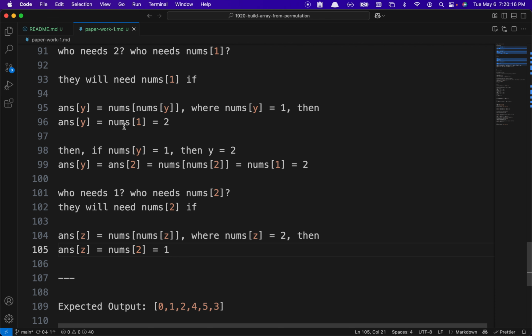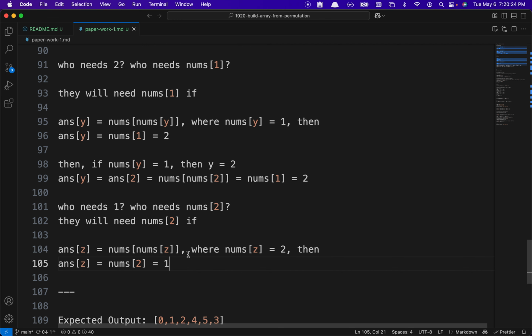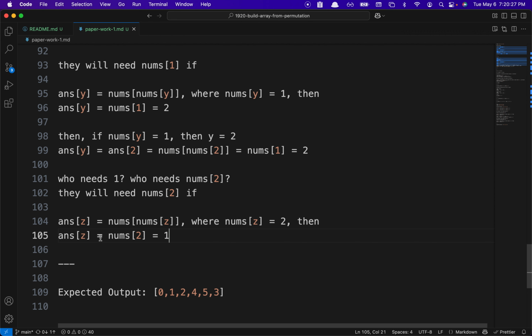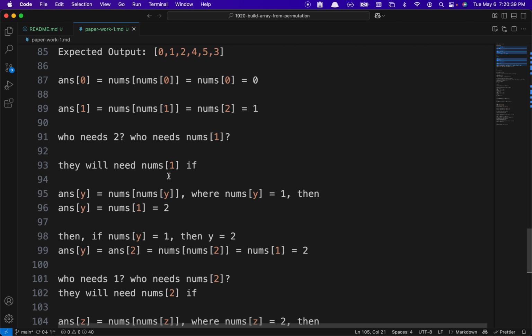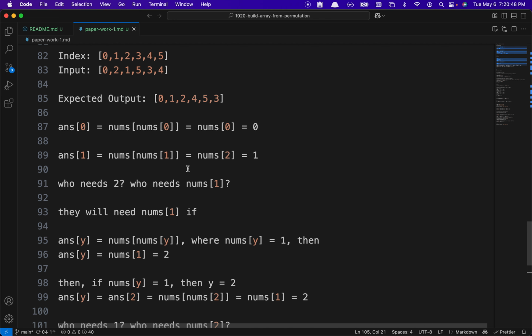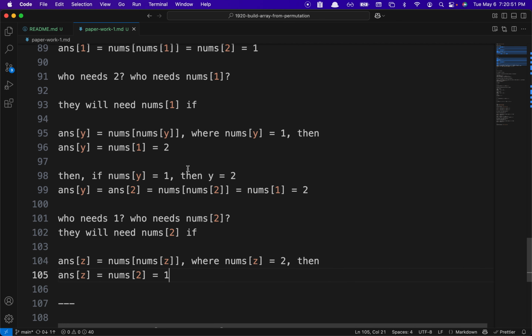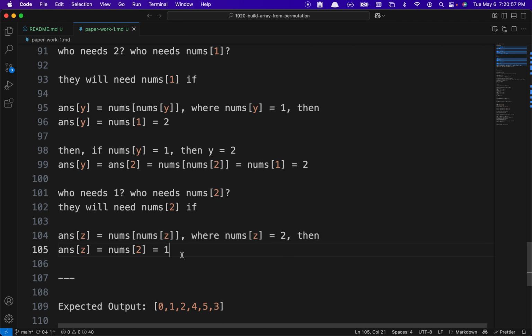So now, saying who will need this. So for what numbers of z is, for what z is nums 2, for what index is nums 2. For the index 2, it's 2, right? So for the index 2, we'll actually say nums of 2 is what?